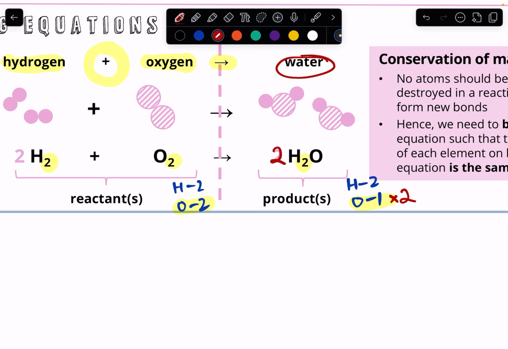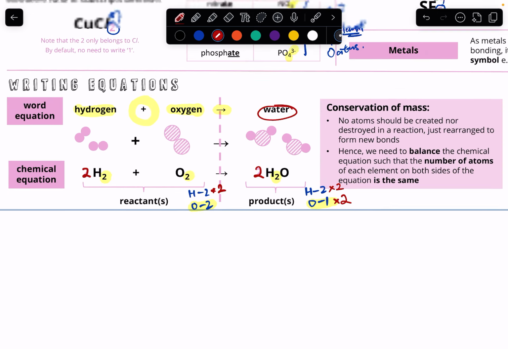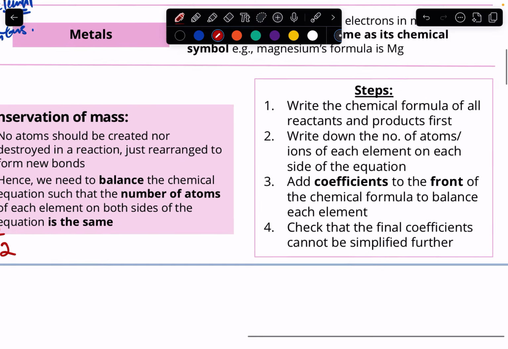The only way we can change the number of atoms or ions is by putting coefficients in front of the chemical formula. Okay, so having times 2, oxygen is also times 2, right? So now oxygen will have 2 on each side already, but on the right-hand side, I will have 4 hydrogen. On the left-hand side, I only have 2. So to balance that, we need to put another 2 in front of H2, such that I end up with 4 hydrogen atoms on each side.